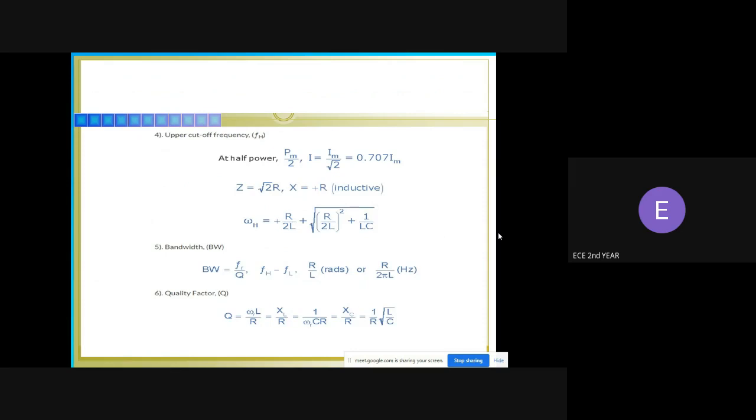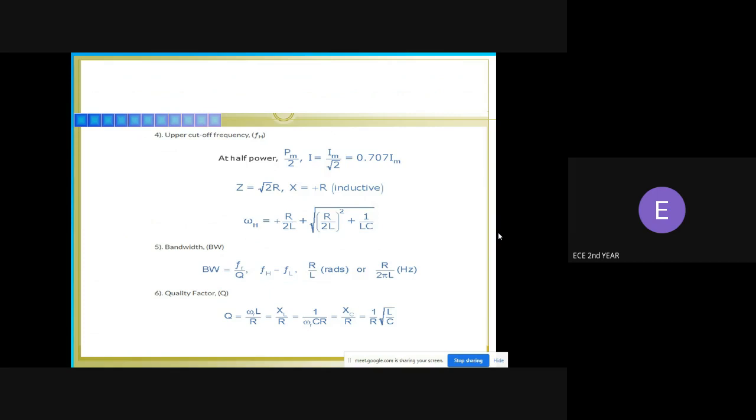So the upper cutoff frequency omega H is equal to R divided by 2L plus root of (R divided by 2L) the whole square plus 1 by LC. That is the upper cutoff frequency. The bandwidth is the difference between the higher cutoff frequency and the lower cutoff frequency.